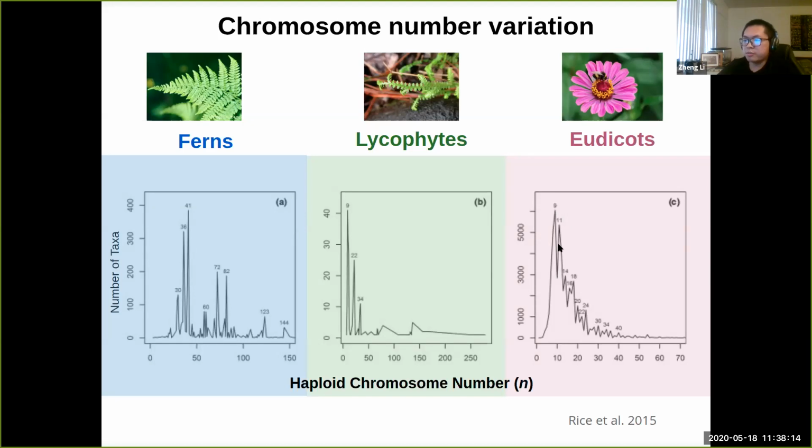And one of the different patterns for eudicot compared to other lineages is we're seeing lots of different spikes here, suggest there's lots of aneuploidy or dysploidy. Those are individual gain and loss of a single chromosome going on within eudicot. But we don't see that in ferns and lycophyte.